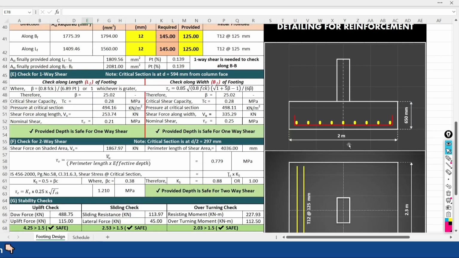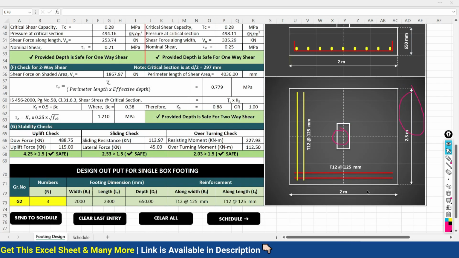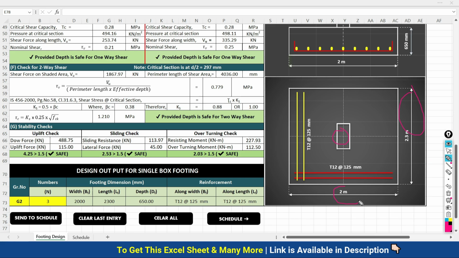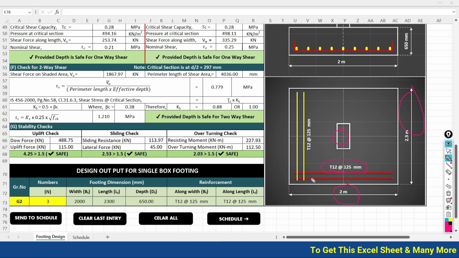Detailing for the reinforcement: along the width, the width is 2 meter and the depth is 650. And the length of the footing is 2.3 meter, and this is the width of the footing, 2 meter. Along the width of the footing, 12 mm diameter bar at 125. Along the length of the footing, 12 mm diameter bar at 125.